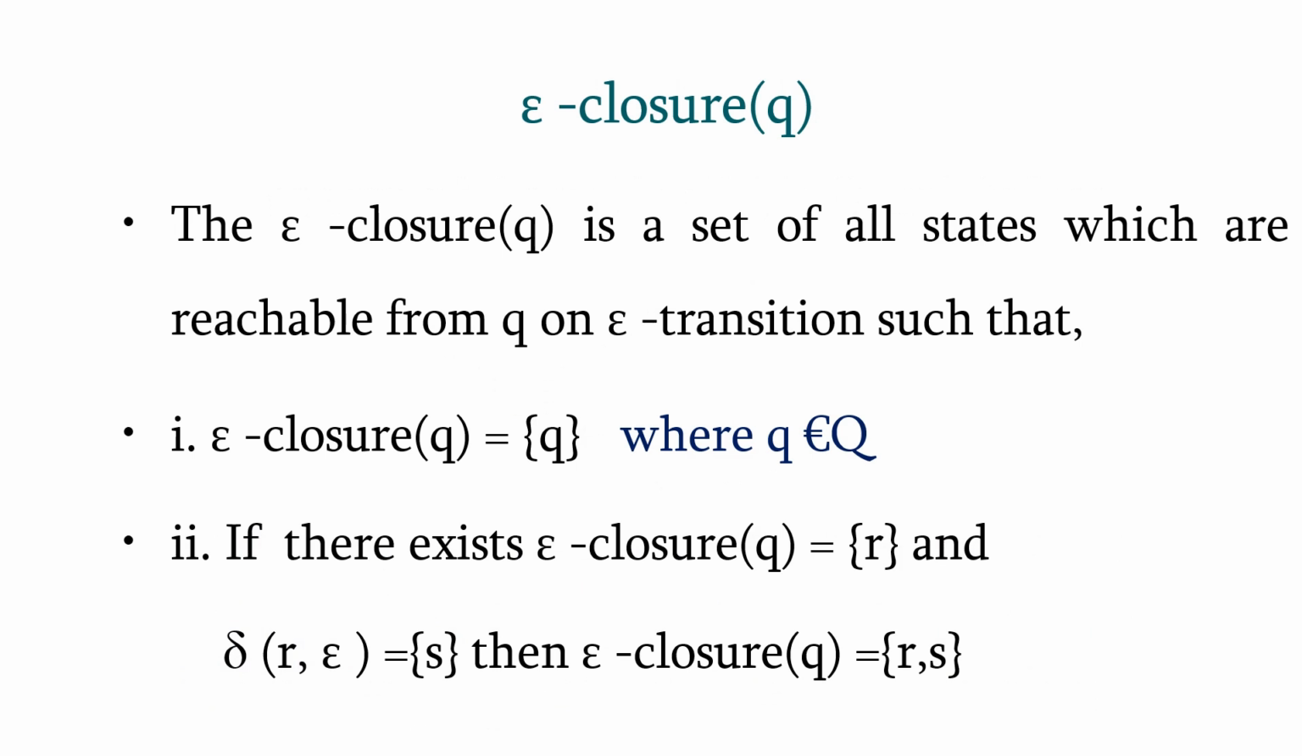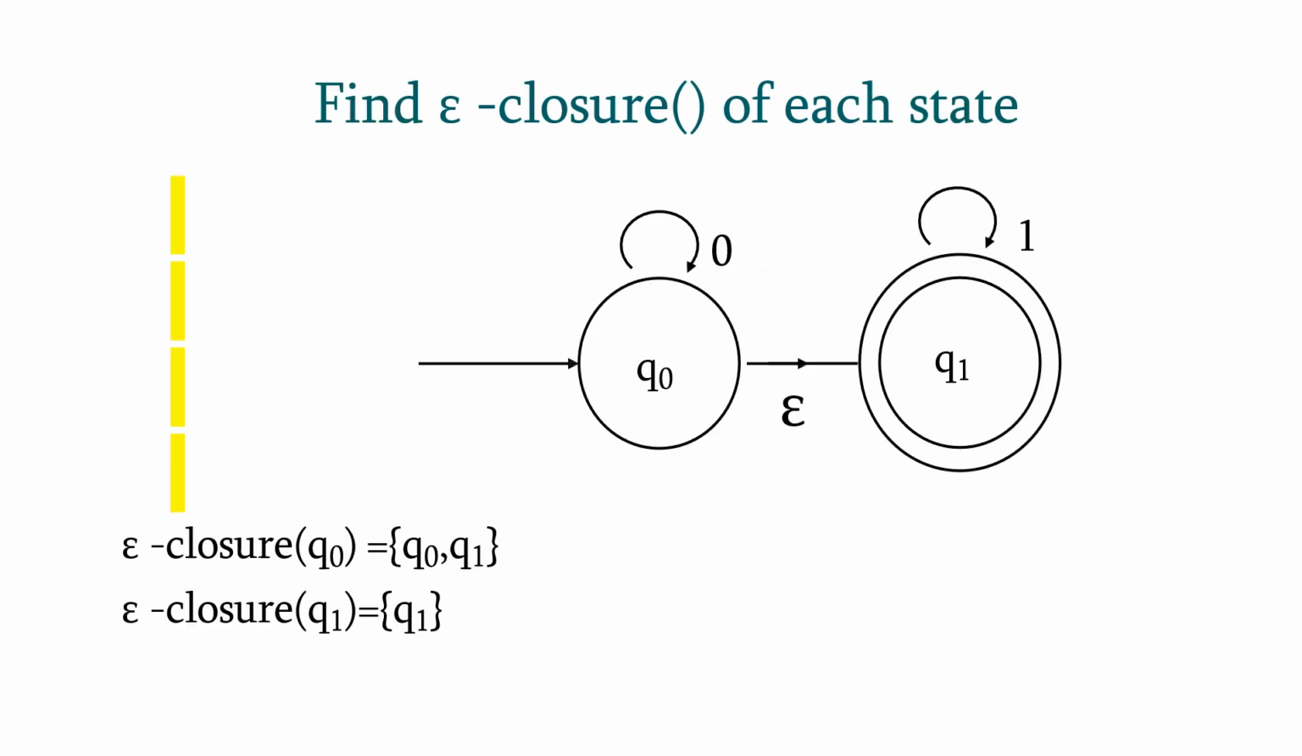The first thing we need to discuss here is epsilon closure. For any state, you can find the epsilon closure. The epsilon closure of Q is the set of all states which are reachable from Q on epsilon transitions. You need not worry about the rest of the terms. So, what are the states I can reach from Q on epsilon transitions? That is called your epsilon closure. Let's see an example, looking at the epsilon closure of each state.